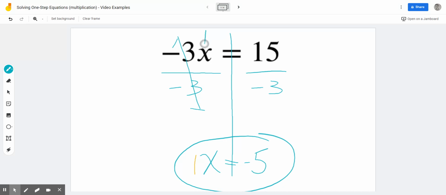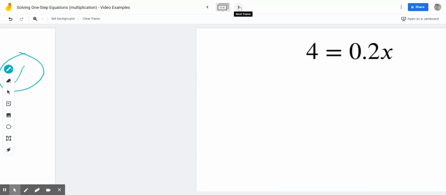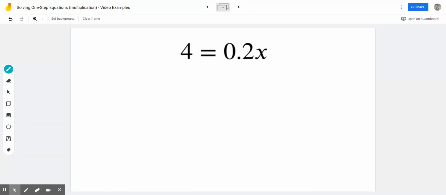And to double check that, you could plug that in if you want to. Is -3 times -5 15? And I believe that a negative times a negative is a positive, so that one checks out. Okay, moving on to example number 2. So this problem is very similar.